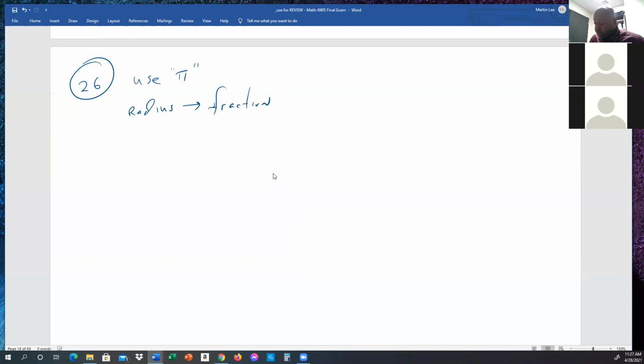So we got a circle. The circumference of a circle is 2 times pi times r. And then the area is pi r squared. And then they tell us that the diameter is 17 inches. So the radius is half of this. So just divide 17 by 2 and leave that as a fraction.